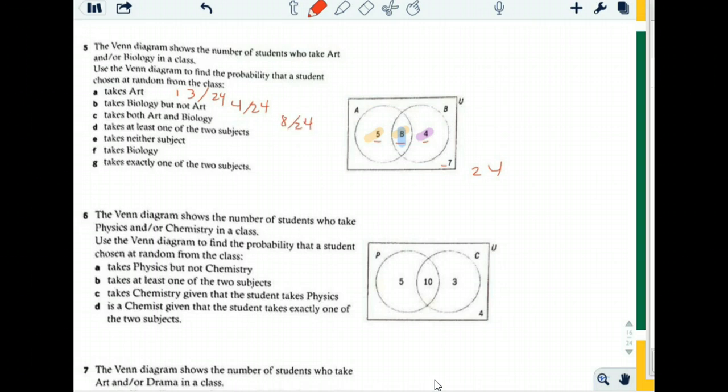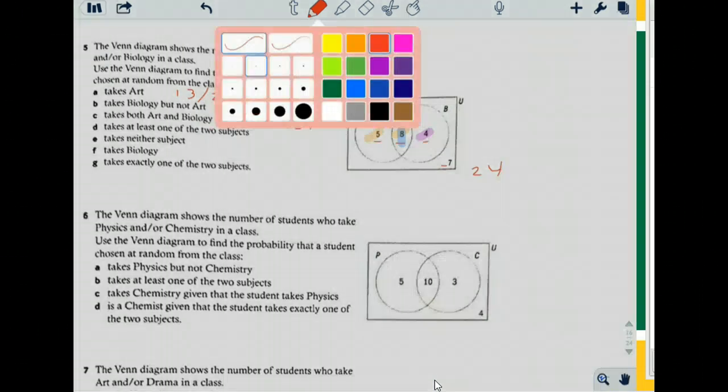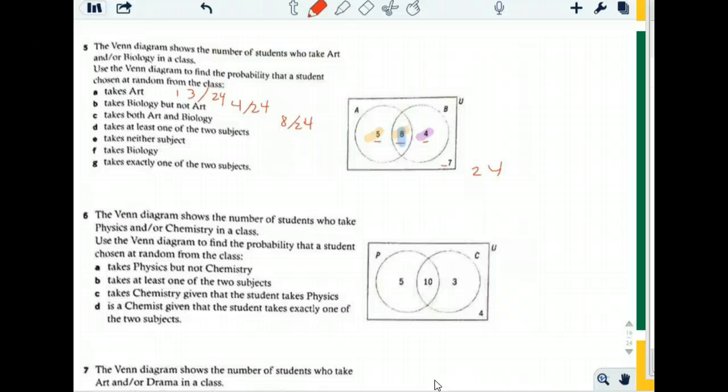Takes at least one of the two subjects. So that would be all three sets of people. So that would be 5, 8, 4. That would be 17 out of 24. Takes neither subject. That would be the 7 that are outside. Takes biology. That would be the 12 people in the B ring, 12 out of 24.